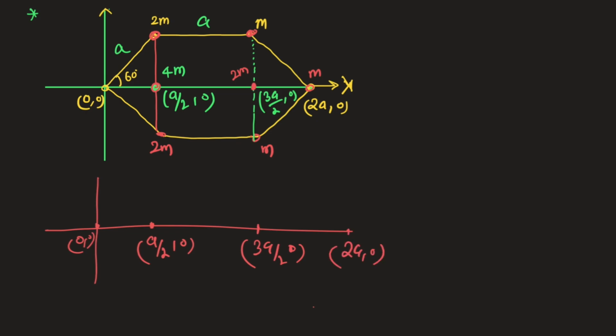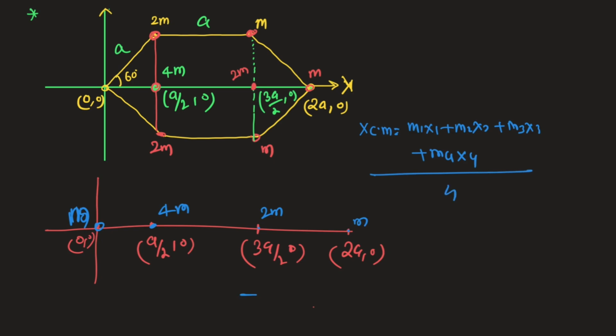And what is the mass of this one? The mass of this one is 1 kg. It's given. The mass of this one is 4m, this one will be 2m, and this one will be m. So if I calculate this one, I need not calculate y_cm here, only x_cm. So x_cm will be equal to m1 x1 plus m2 x2 plus m3 x3 plus m4 x4 divided by the total mass.